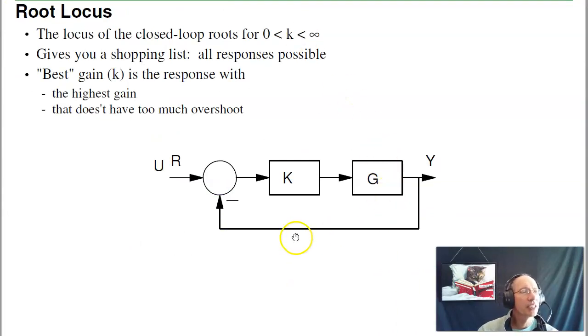It takes a feedback system like this and says, if K can vary between 0 and infinity, what are the roots of the closed loop system? Or what is the locus of the roots? Hence the name Root Locus. Once I know the roots, the Root Locus plot, that's my shopping list. I can get any response that's on the Root Locus. The best gain is then the highest gain, because high gains give you fast systems, small error, but doesn't give you too much overshoot.